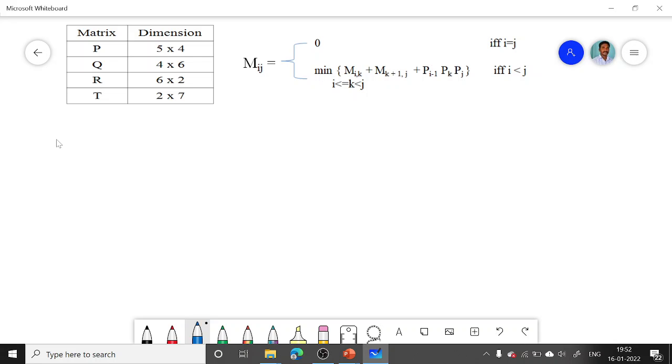Okay, now let us consider this example for the matrix chain multiplications. Now I will change the matrix names. So like P, Q, R, and T.